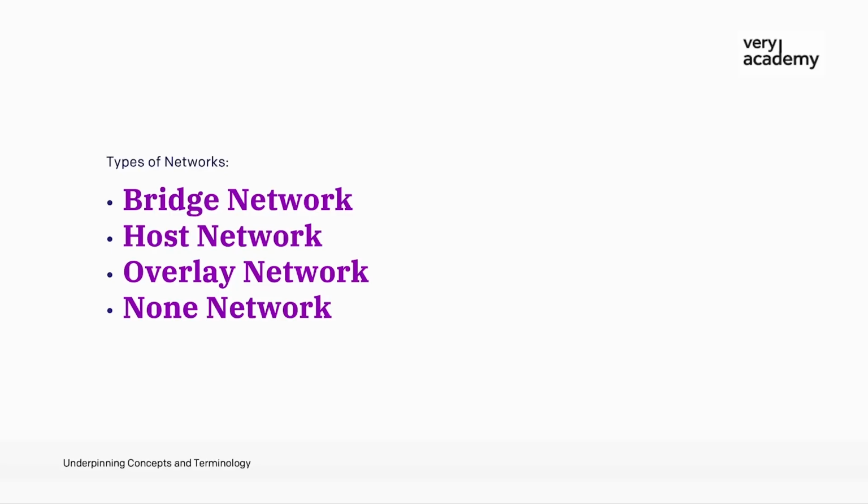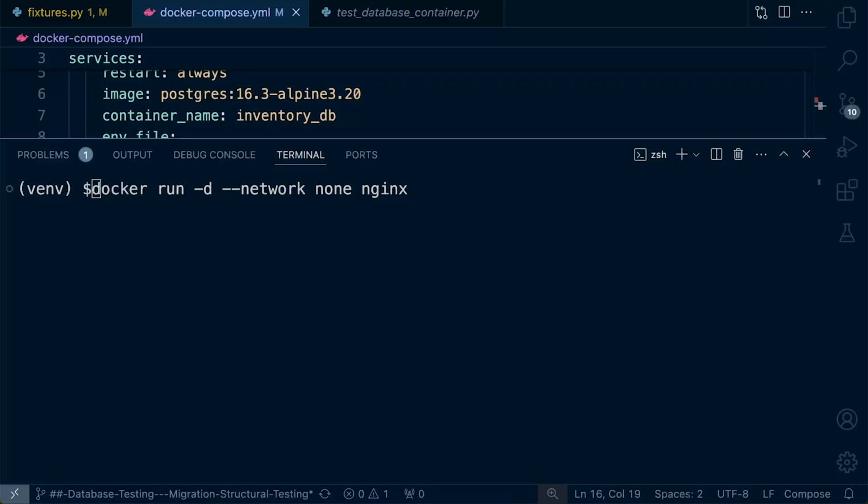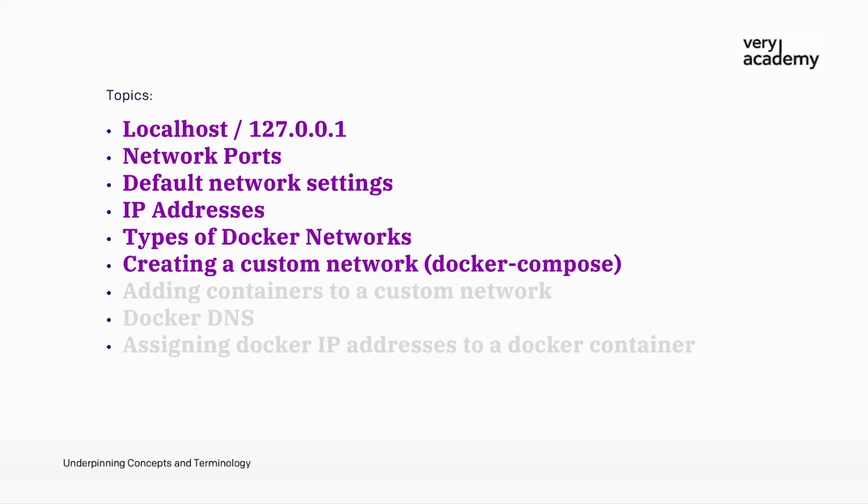And then finally, we have the none network. So if we want to completely isolate the container from any network, maybe for security purposes or when networking is not needed, that is possible. To run that, we would simply need to define network none when running the container if utilizing the Docker command in the terminal.